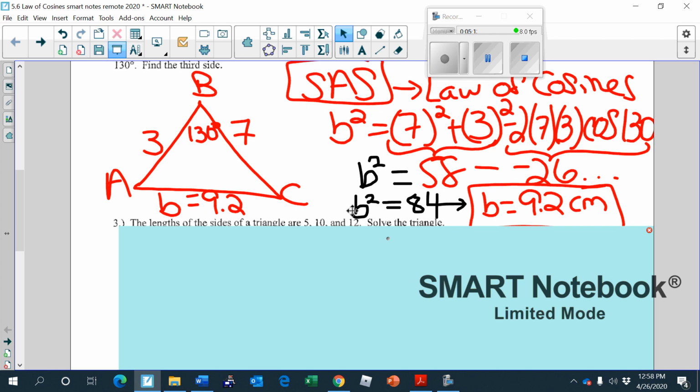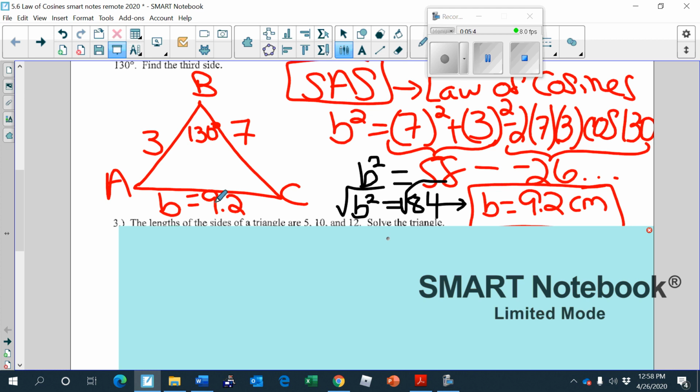So that means we have to take the square root of each side. Okay, so we're going to take the square root of b squared. We're going to take the square root of 84, and we should get that b is equal to 9.2, which is what I had over here also. Okay, so we're plugging things in. That's what we're doing. We're plugging sides in, we're plugging angles in wherever necessary. And again, we want to try and label our triangles A, B, and C. I think that would be much more helpful for you.